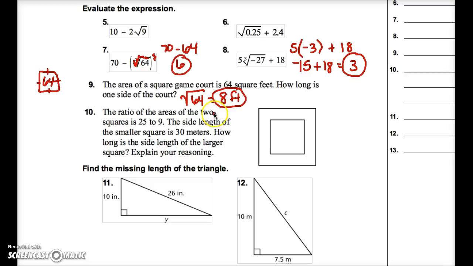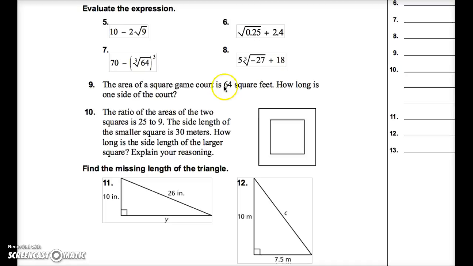Okay, looking at number 10. It says the ratio of the areas of two squares, which are pictured right here, is 25 to 9. The side length of the smaller square is 30. How long is the side length of the larger square? So in the smaller square, we have 30 by 30. And we want to know what the side length is of the big square. But what they told us is the ratio of the two squares is 25 to 9.